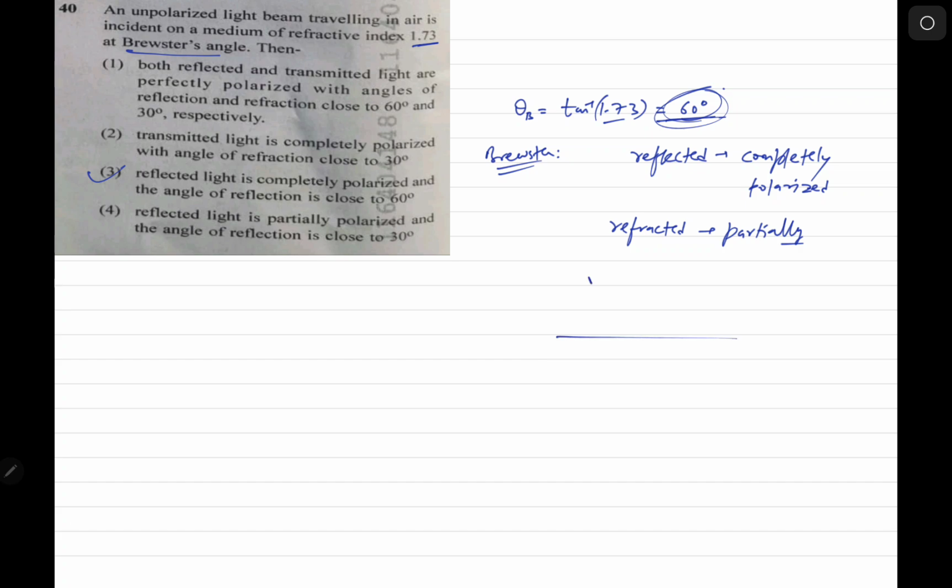Means that's how the diagram is. If the angle of incidence is 60 degree, this will be 60 degree, this will be 30 degree, and this is 90 degree. So it's completely polarized, partially polarized. Okay, so option 3 is the correct one. Hope you understood. Let's move to the next question.